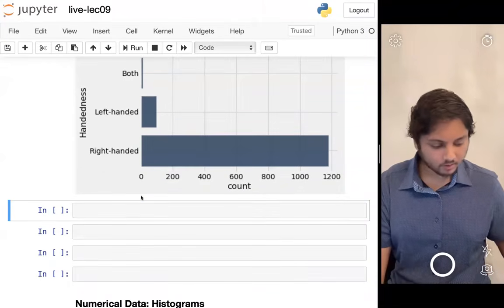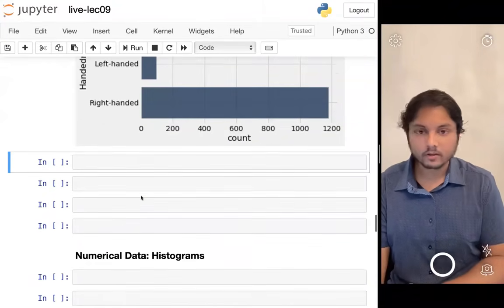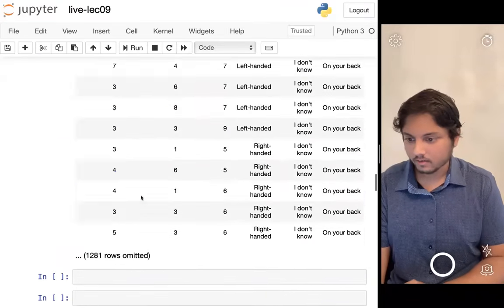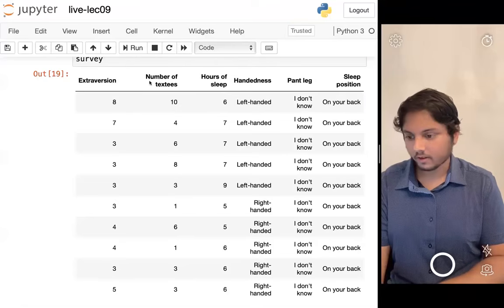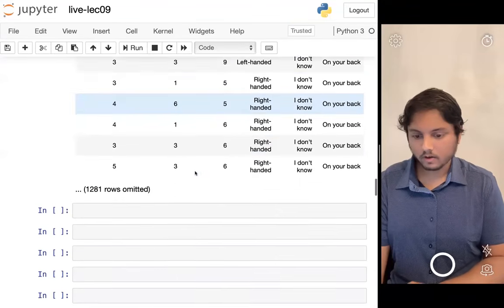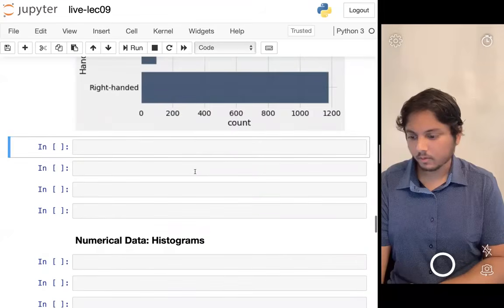Okay, so we have that, and then let's try to look at some numerical data. Most of the data in the survey, well, not actually, probably half of it, is numerical. So these right 3 columns here are categorical. The left 3 columns are numerical. So you can see that here. And let's try to visualize some of the numerical data using histograms.